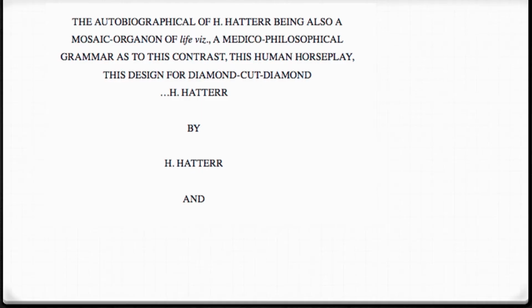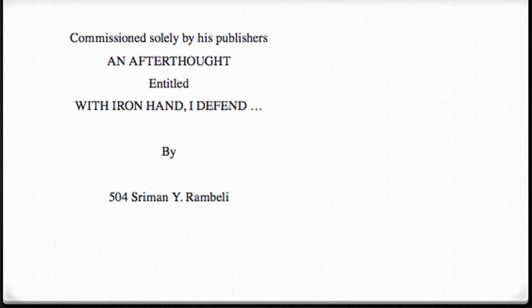And it's a very long title which has been deliberately given: the autobiographical of H. Hatterr being also a mosaic organon of life, namely a medico-philosophical grammar as to this contrast, this human horseplay, this design for diamond cut diamond, H. Hatterr by H. Hatterr, and commissioned solely by his publishers, an afterthought entitled With Iron Hand I Defend by Sriraman Vairambli.